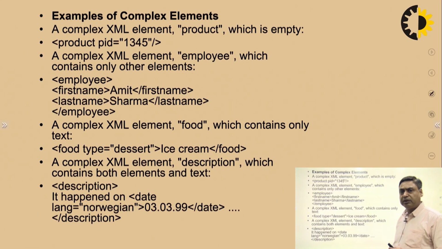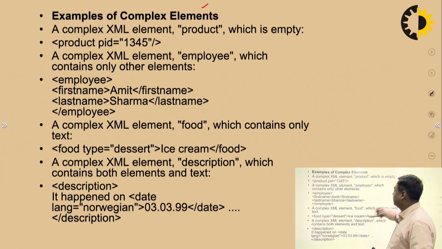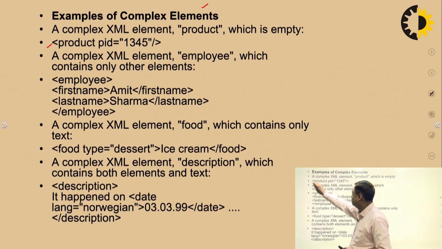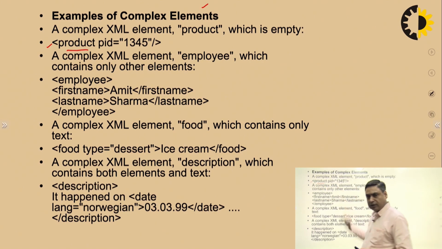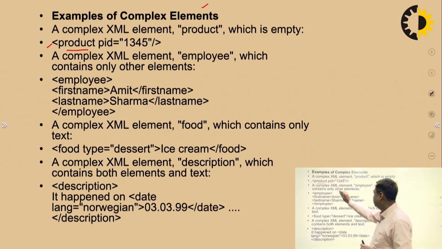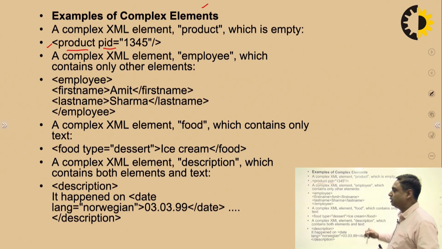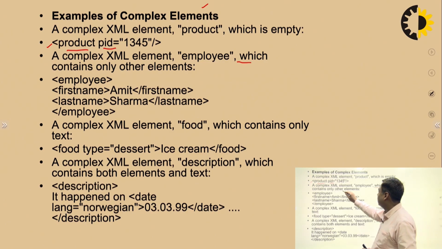Now, look at some examples of complex elements. Here it is an empty element. The name of the element is product. But in this empty element, we define one attribute, so we call it a complex element. PID is the attribute of the product element. So, the product element is a complex element because it contains an attribute.